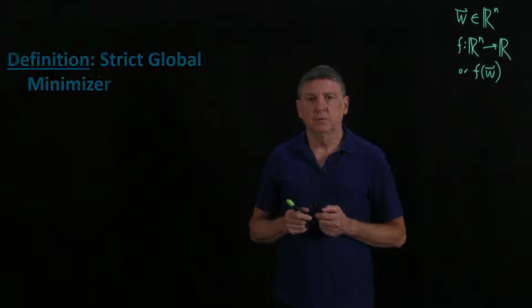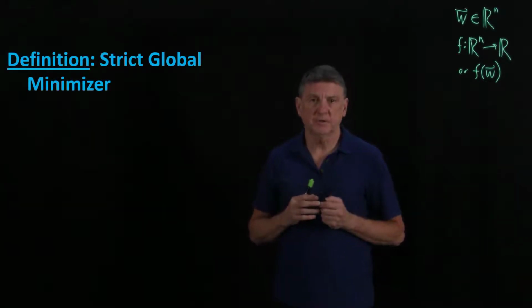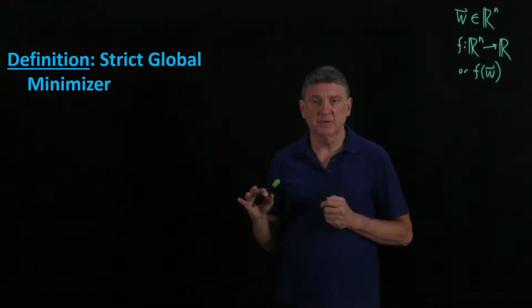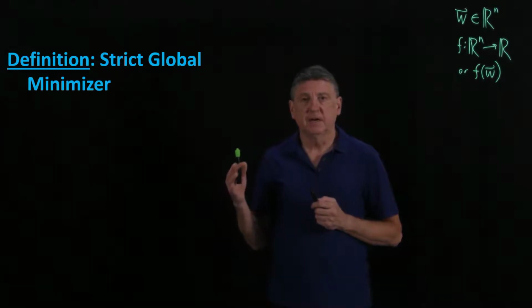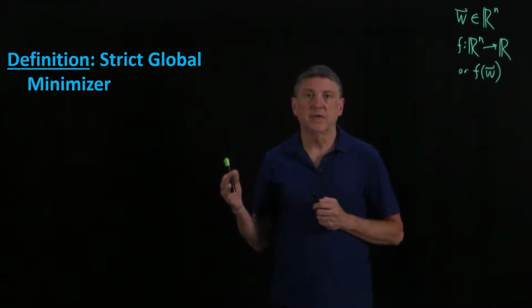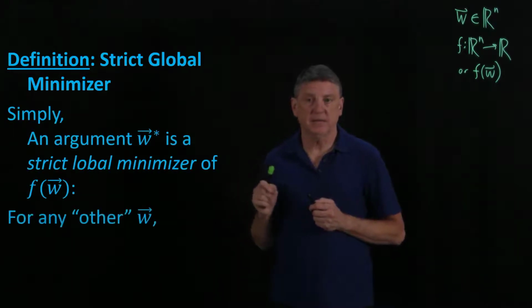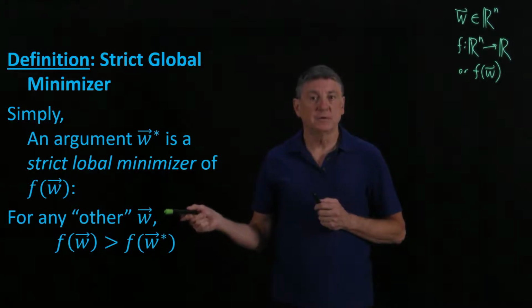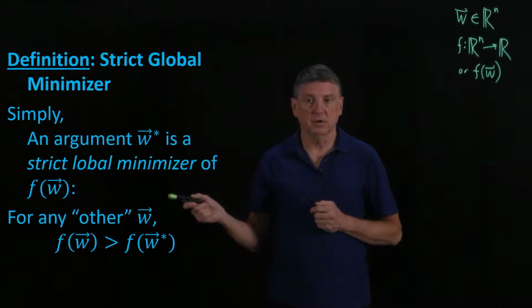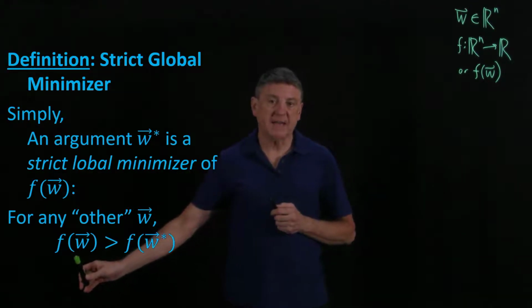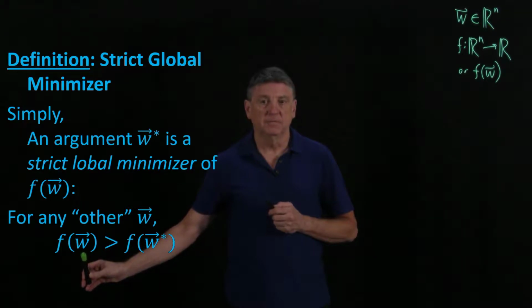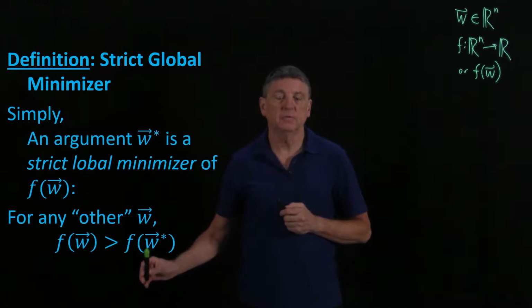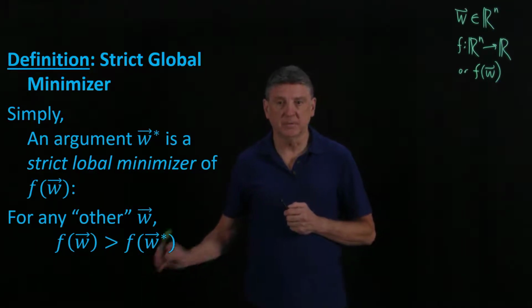The next term that we want to think about is a strict global minimizer. The difference between a strict global minimizer and a global minimizer is that in a strict one, instead of having an inequality, which is greater than or equal to, we have a strict greater than. And now we have to be specific. We have to say for any W other than our W star, if we evaluate the function at any other vector in the vector space, its value is strictly greater than the value of the function at the strict global minimizer.